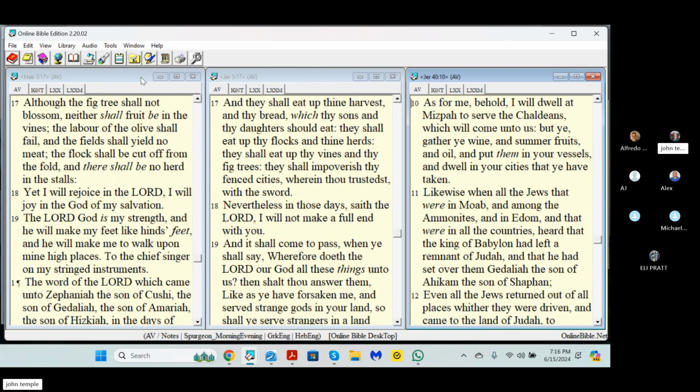And in Habakkuk 3:17, "Although the fig tree shall not blossom, neither shall fruit be in the vines, the labor of the olive shall fail, and the fields shall yield no meat. The flock shall be cut off from the fold, and there shall be no herd in the stalls. Yet I will rejoice in the Lord. I will joy in the God of my salvation. The Lord God is my strength, and he will make my feet like hinds' feet, and he will make me walk upon mine high places."